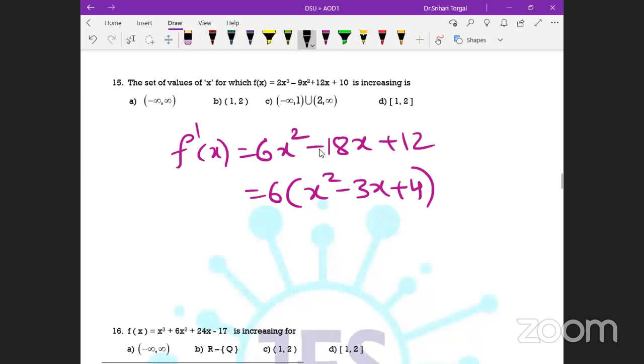You just mark minus infinity to plus infinity. This will be always increasing. If you cannot factorize it, this will be increasing for all real numbers. Let me move on to the next problem.